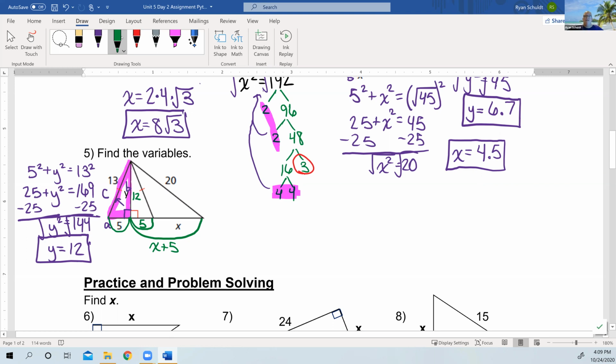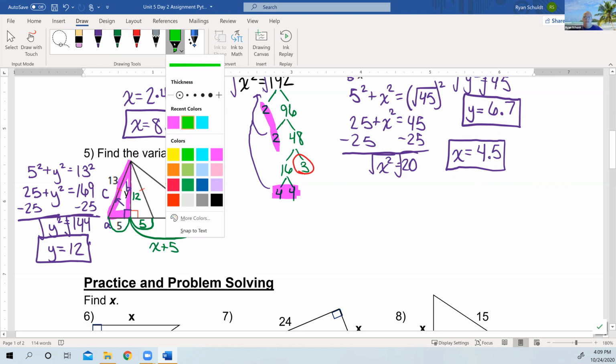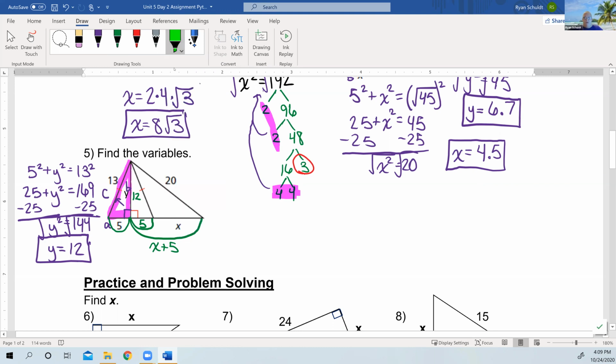So this one's going to look a little complicated, but just bear with me. I promise we'll get an answer. It just looks a little difficult. It's not bad though. So we want to look at this triangle right here.